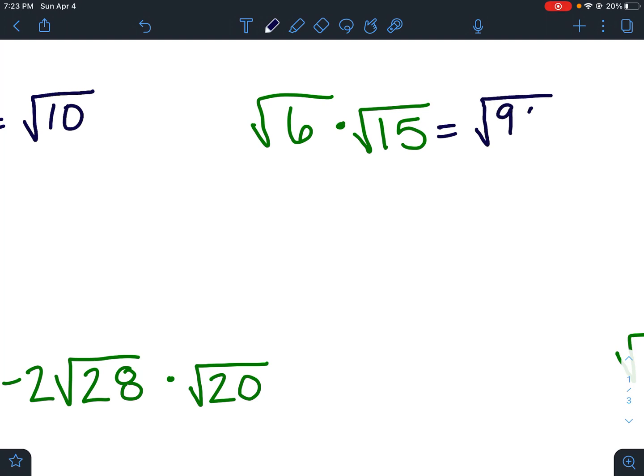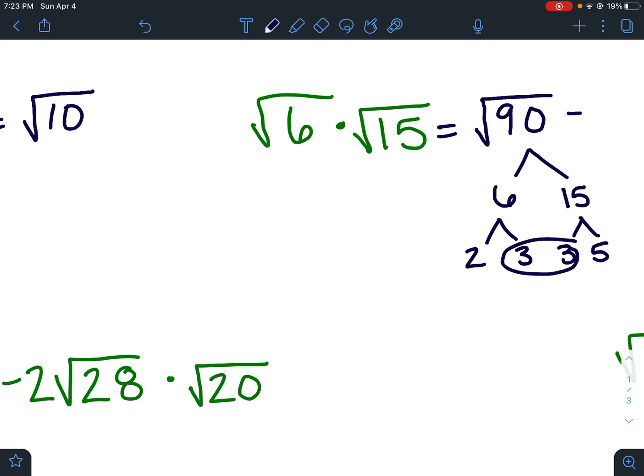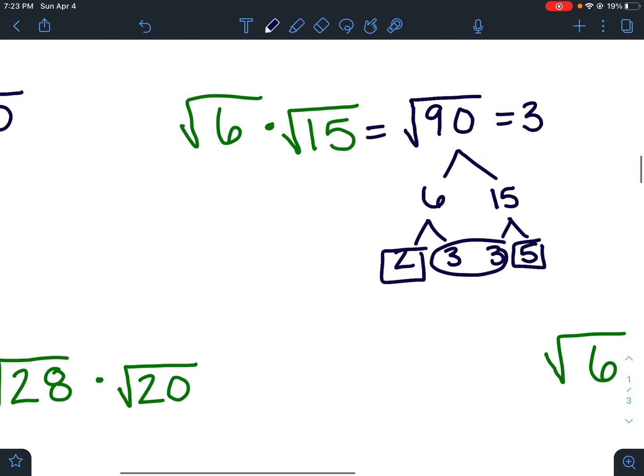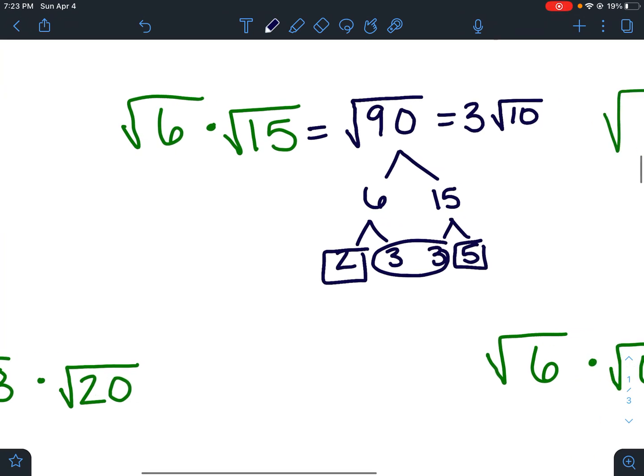Now that I have 90, I'm going to break it down. The nice part about multiplying is, look, you have two numbers right there. 6 times 15. 6 is 3 times 2. And 15 is 3 times 5. I'm going to take those pairs outside. And these losers get multiplied and stay inside. 2 times 5 is 10. Beautiful. Let's try another one.